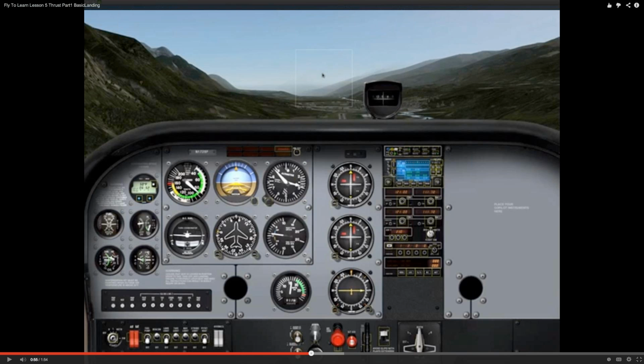All right, ladies and gentlemen, let's take about another minute of practicing landing. And then we're going to watch one more short video clip that's going to show you how to do something else and go over the lesson for Monday.